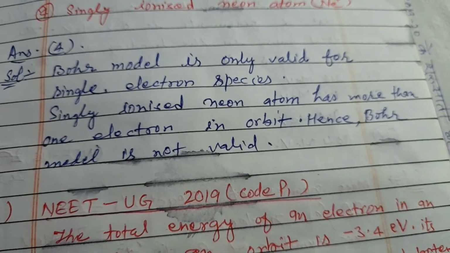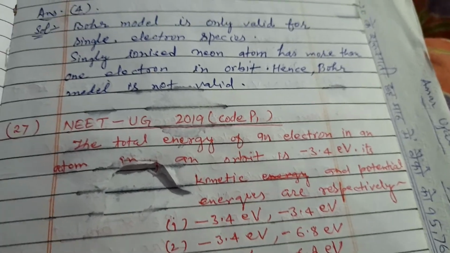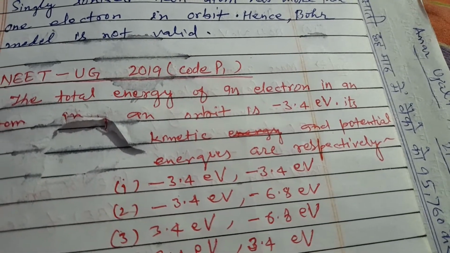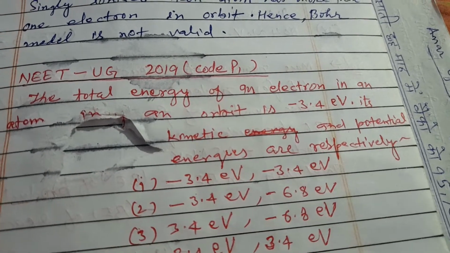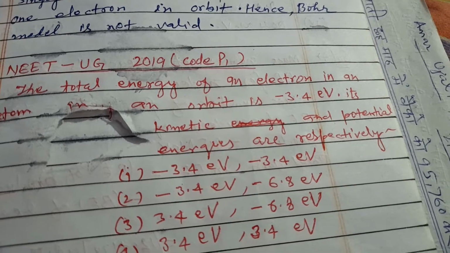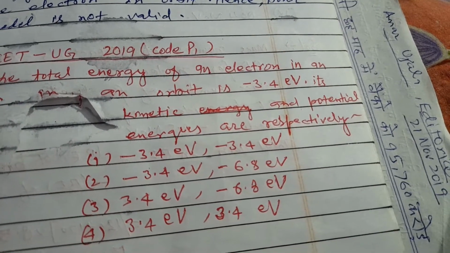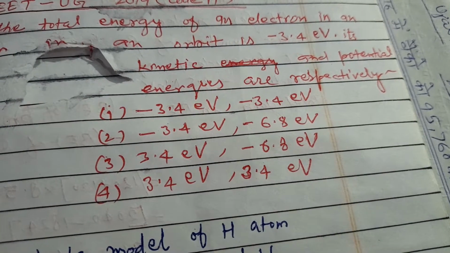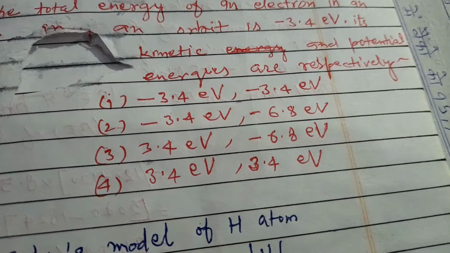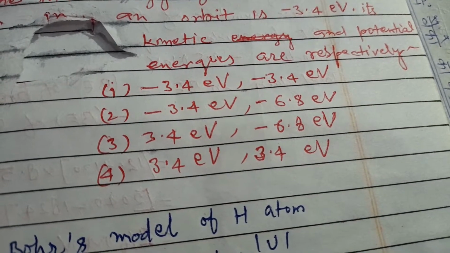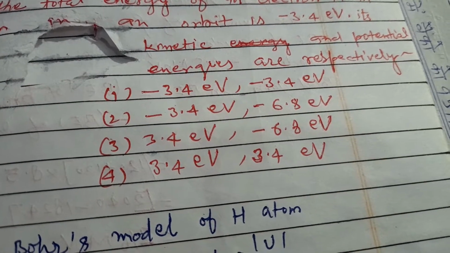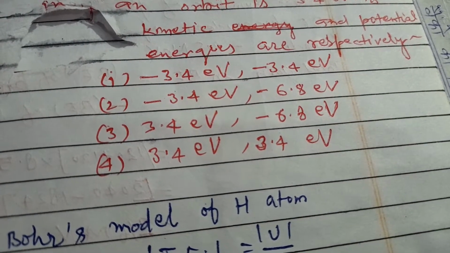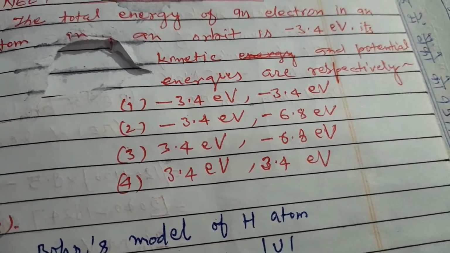In 2019, there was a question: the total energy of an electron in an atom in an orbit is minus 3.4 electron volt. Its kinetic and potential energies are respectively. First option was minus 3.4 electron volt, minus 3.4 electron volt. Second option minus 3.4 electron volt, minus 6.8 electron volt. Third option 3.4 electron volt, minus 6.8 electron volt. Fourth option 3.4 electron volt and 3.4 electron volt.